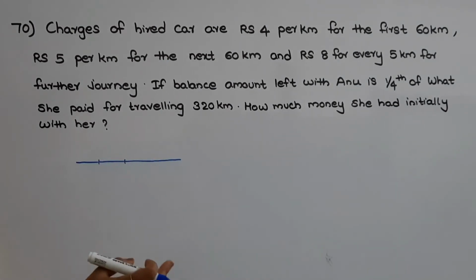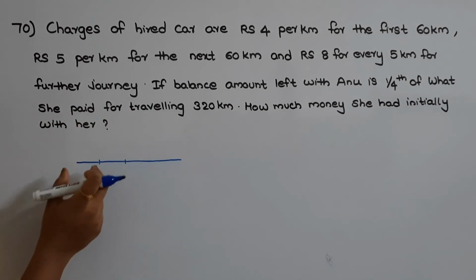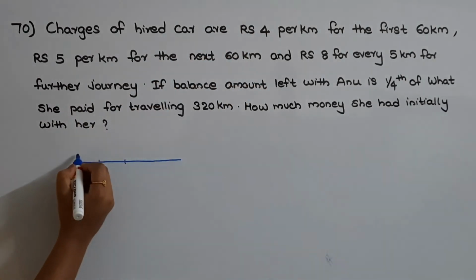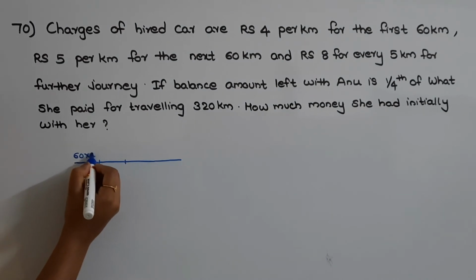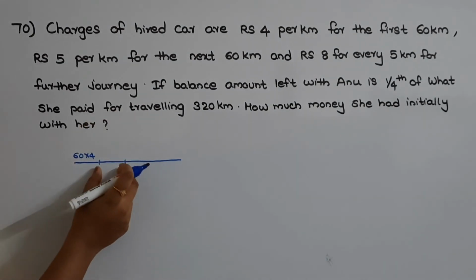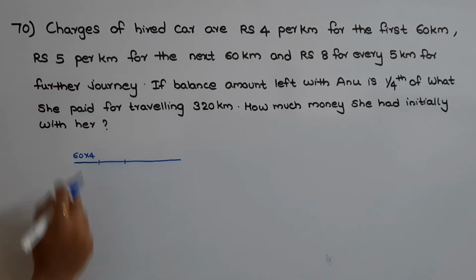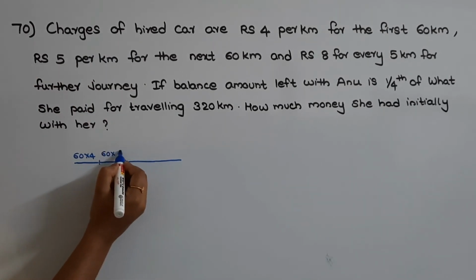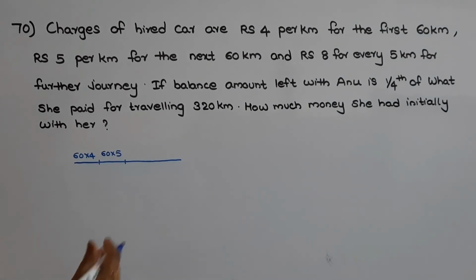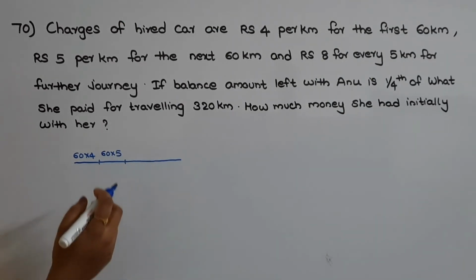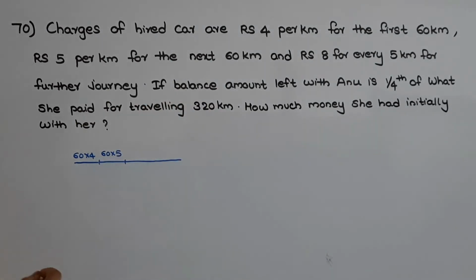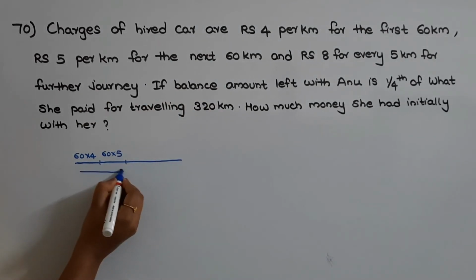Okay, so what is the money that she paid for the first 60 kilometer? It is rupees 4 per kilometer, so that will be equal to 60 into 4. And for the next 60 kilometer it is rupees 5 per kilometer, so for the next 60 kilometer she had to pay 60 into 5 rupees. And for further journey she had to pay rupees 8 for every 5 kilometer. Okay, so this is 120 kilometer.